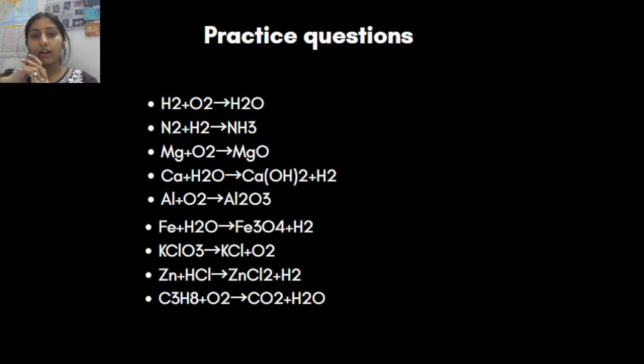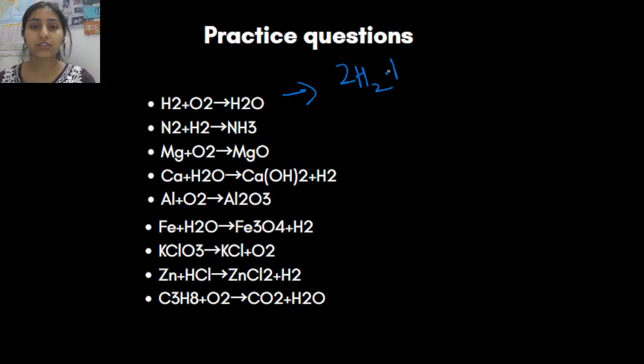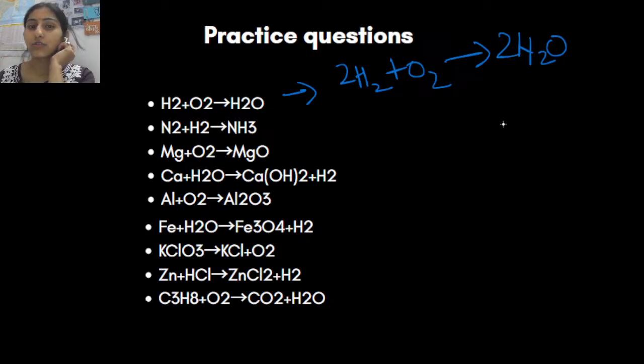So there are a few practice questions or equations that can be used to practice the balancing of chemical equations, right? So the first is H2 plus O2 gives H2O. We have already done this particular reaction, that it would be written as 2H2 plus O2 gives 2H2O, right? So this is how we would write this particular reaction.